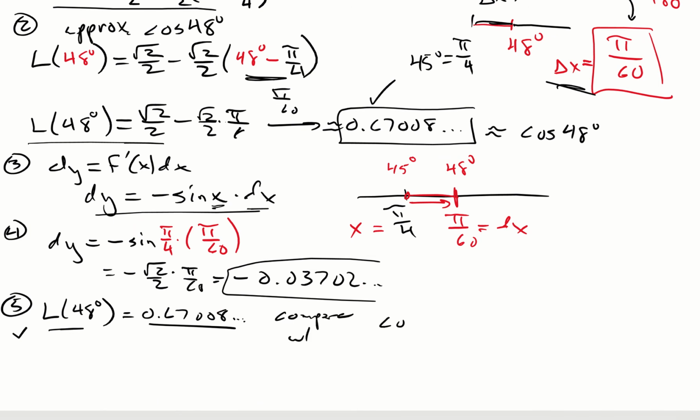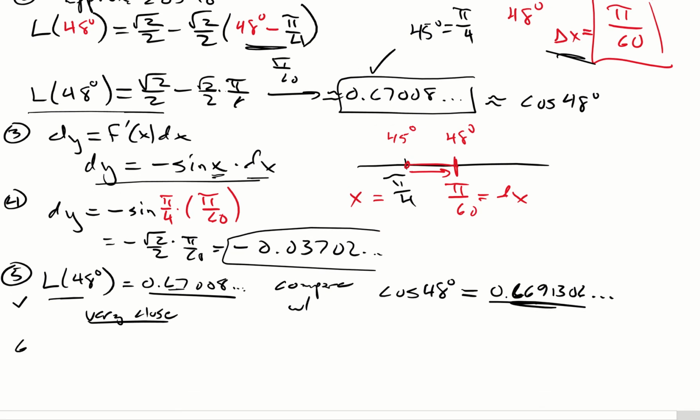with the actual cosine of 48 degrees, and that turned out to be, with a calculator, 0.6691306, and other stuff. How do they compare? 0.67, 0.669. They're very close. Well, we didn't move off much, did we?